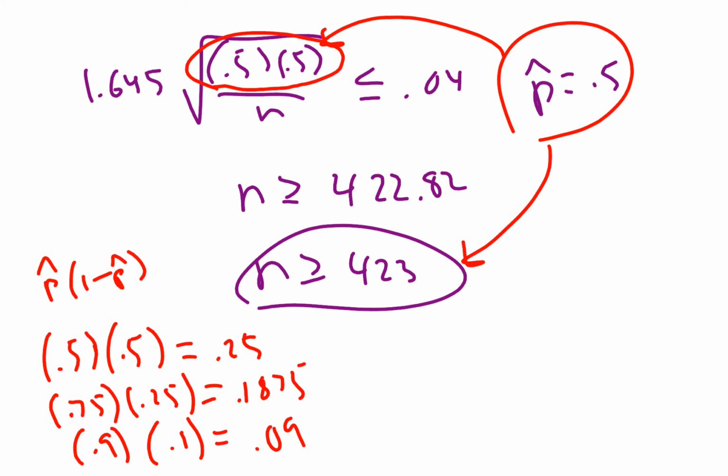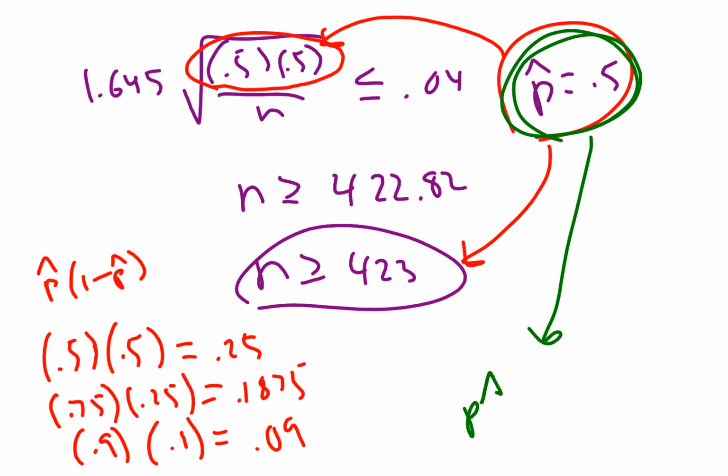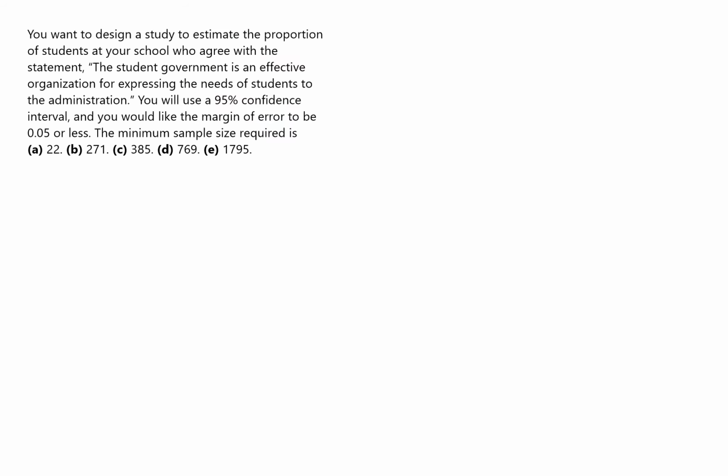So what statisticians sometimes do is they like to use p hat equals 0.5 because it's the most conservative p hat to use. It'll give you the biggest n. If you can satisfy that n, then it'll work for any other confidence interval. It's so special that sometimes it's called p star. P star equals 0.5. Okay, so let's look at one last problem. And I'll just say this. Sometimes they force you to use that p star.